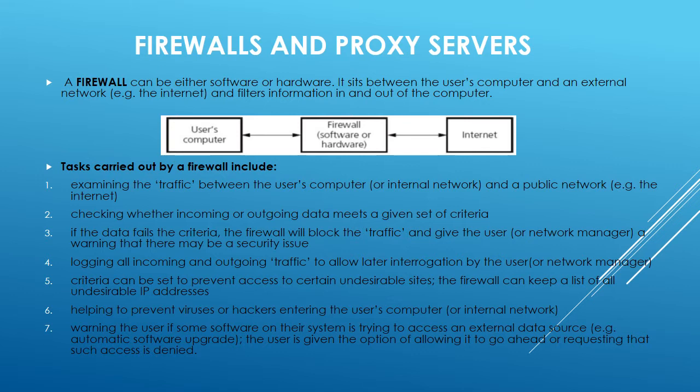Criteria can be set to prevent access to certain undesirable sites. The firewall can keep a list of all undesirable IP addresses, helping to prevent viruses or hackers entering the user's computer or internal network. And lastly, warning the user if some software on their system is trying to access an external data source, for example, an automatic software upgrade. The user is given the option of allowing it to go ahead or requesting that such access is denied.